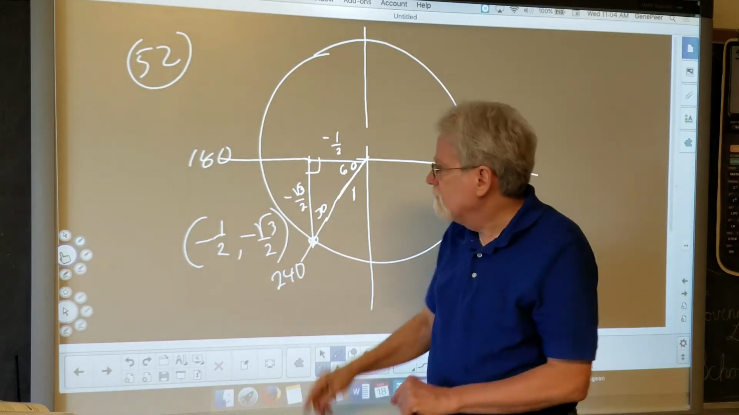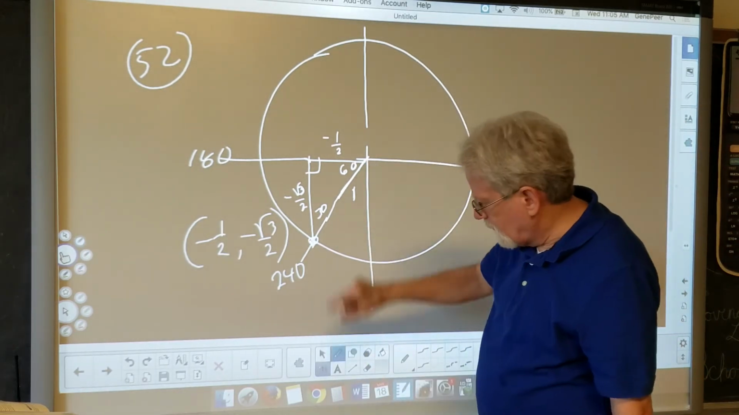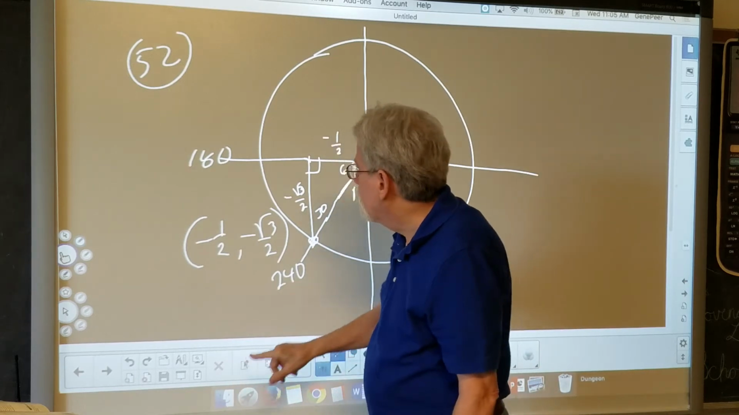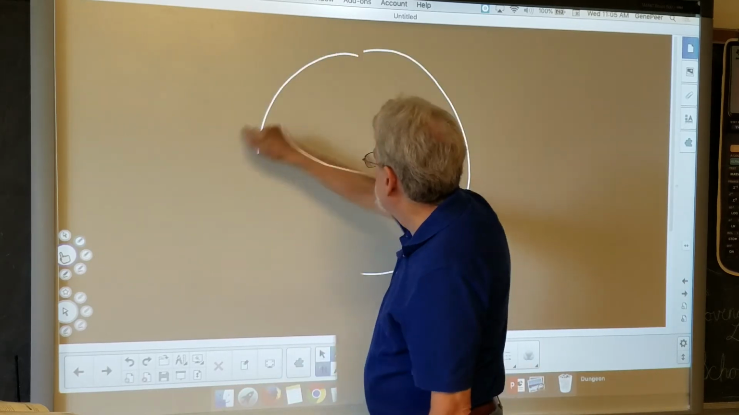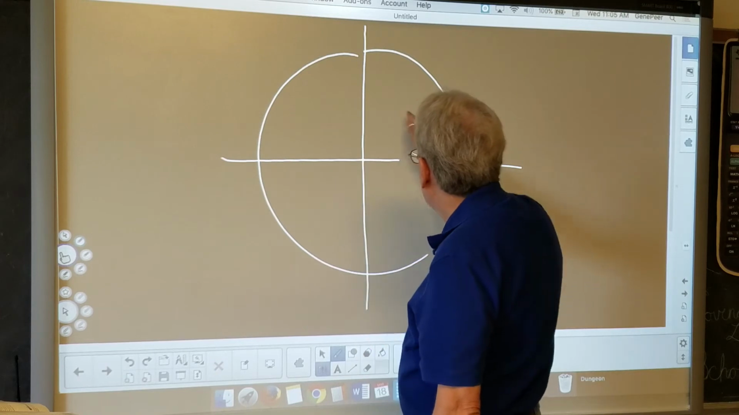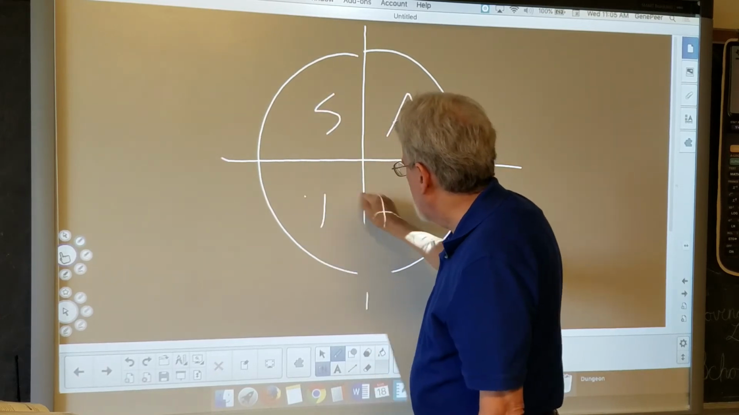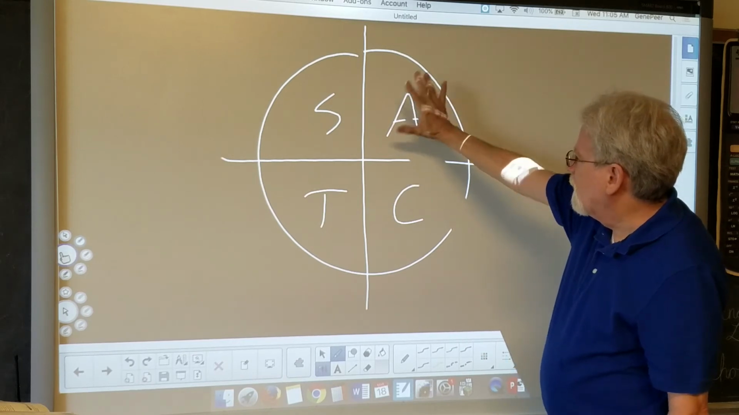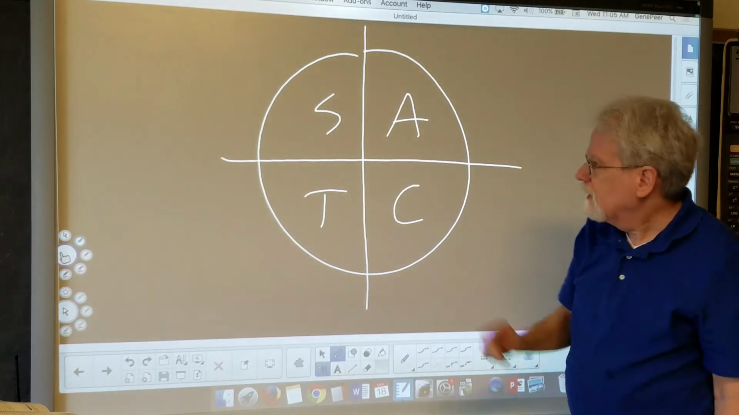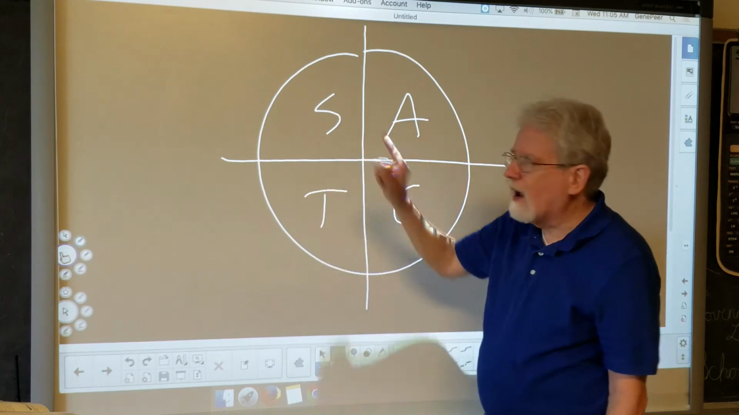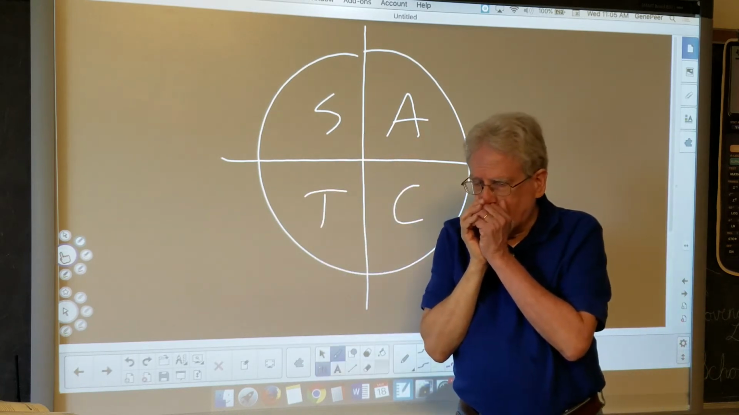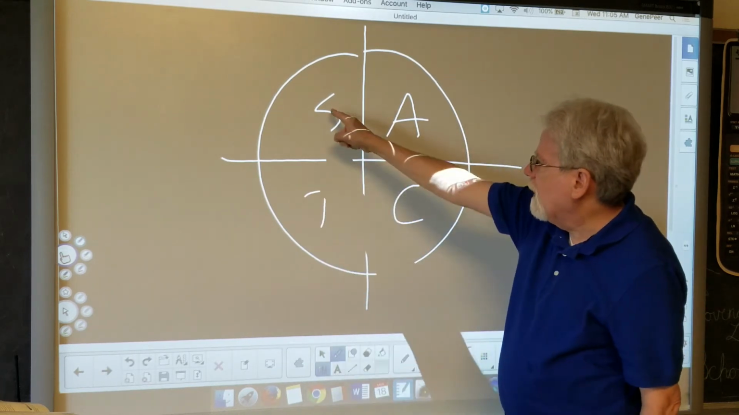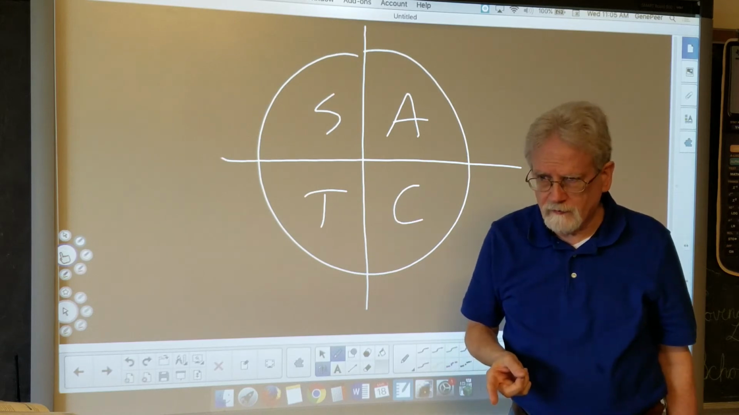By the way, remember, all students take chemistry. Let me clear this and remind you of how that works. All students take chemistry. All 6 functions are positive in this quadrant. In the second quadrant, only sine and its reciprocal cosecant. Only sine is positive, the rest are negative.